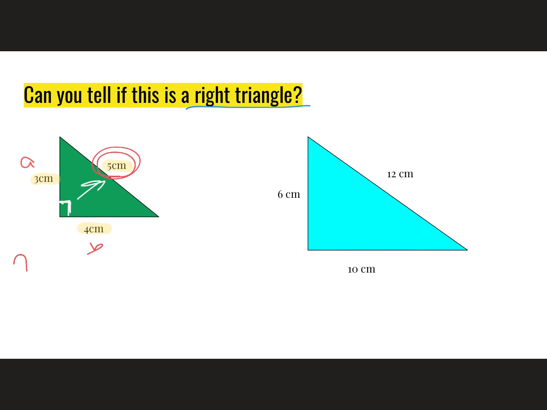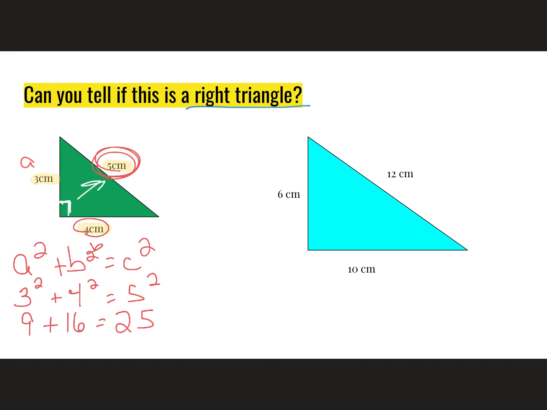So I have A squared plus B squared equals C squared. Well, A I said was 3, so 3 squared plus B is 4, 4 squared equals 5 squared. Remember, when we square a number, we multiply it times itself. So 3 times 3 is 9. 4 times 4 is 16. 5 times 5 is 25. So 9 plus 16 is 25. So I have 25 equals 25. So this one is a right triangle.